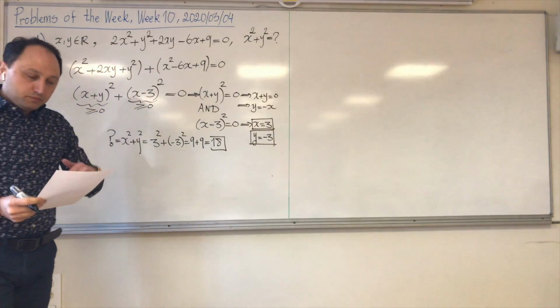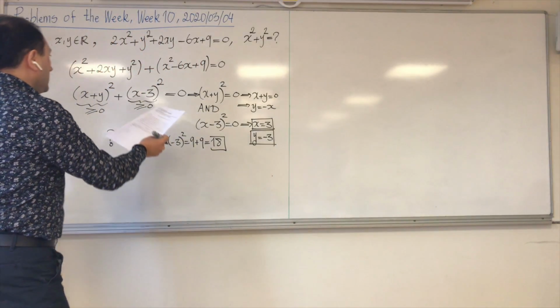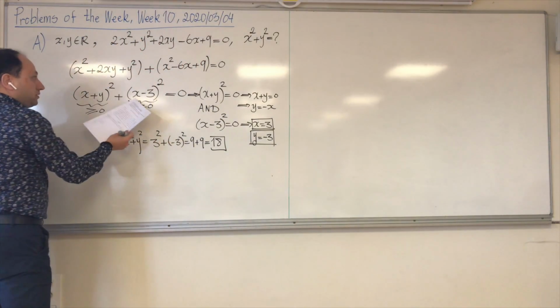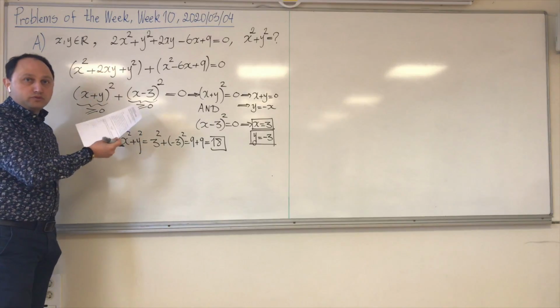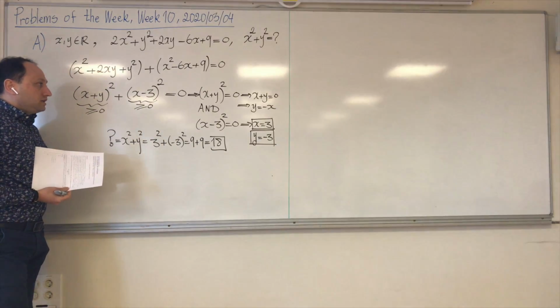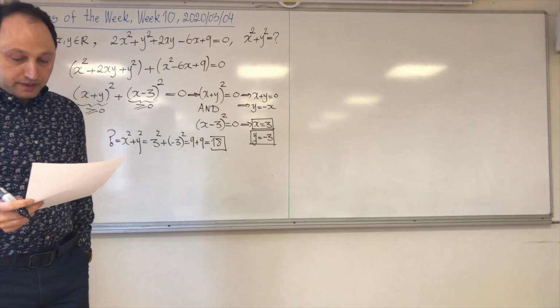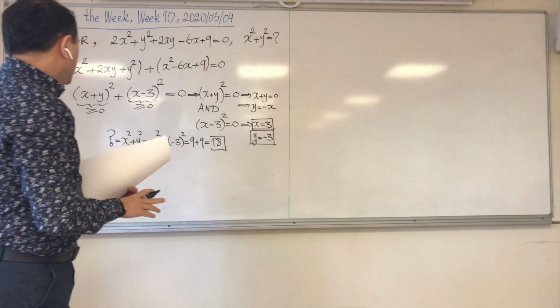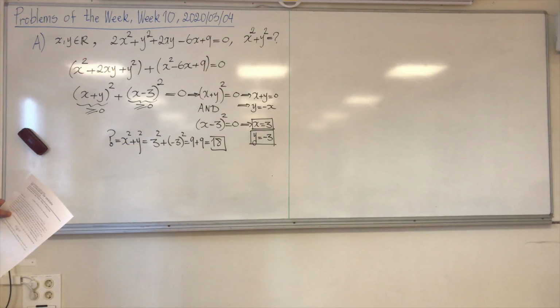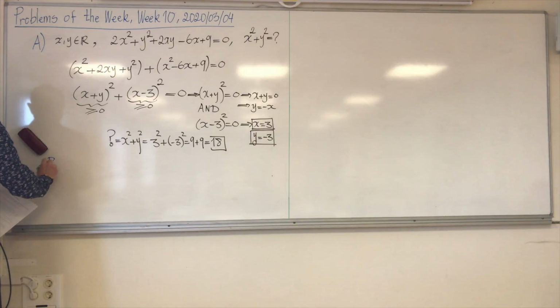More or less, all the problems in this problem set have the same idea. You have the sum of non-negative numbers equal to 0, then you can conclude that each one of them is individually equal to 0. So let me go to problem part B. Yes, so I can write problem part B here, the question.